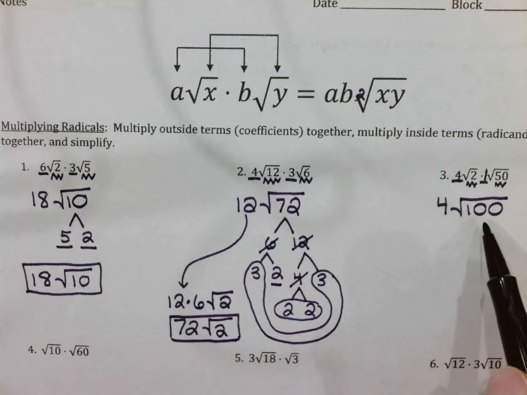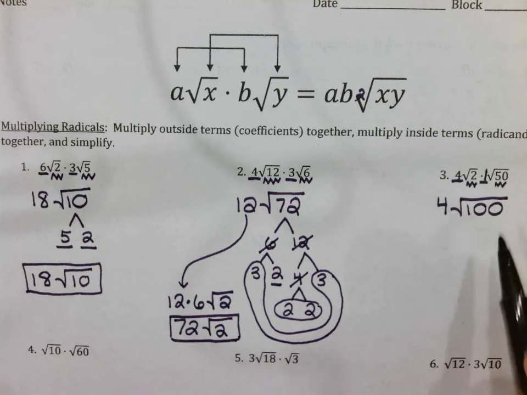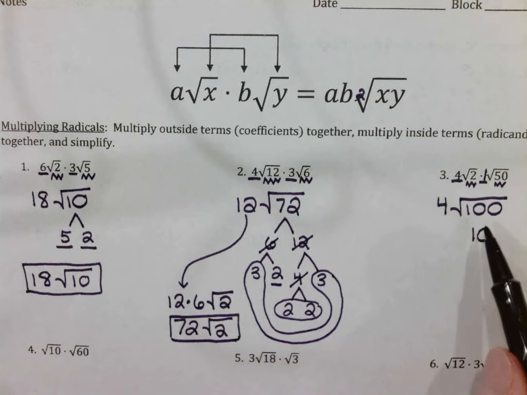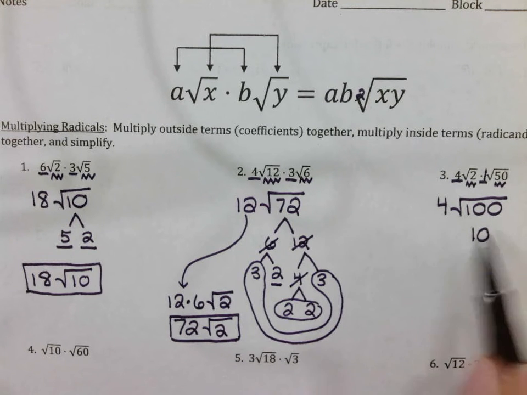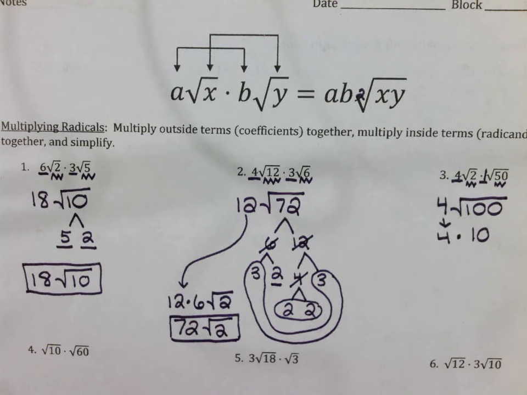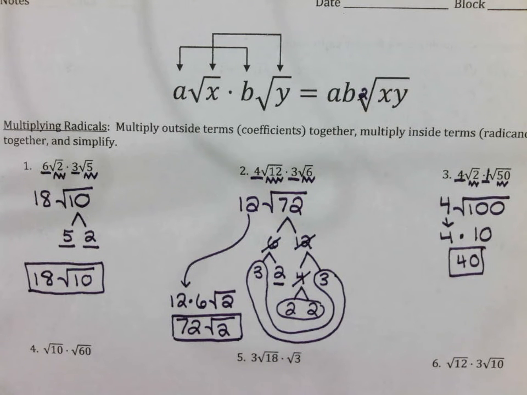It's just 10, because 10 times 10 gives us 100. And notice it's not the square root of 10, it's just the whole number 10. And if you forgot that, you could always do a factor tree on the 100 and you'll still get that answer of 10. And then I'll just bring my 4 down. This is really 4 times 10, which is 40. So that one's kind of a quick one to do. If we have perfect squares like that, it goes by a lot faster.